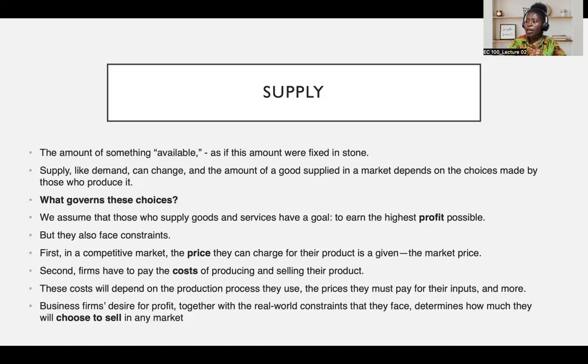But now it's not as easy as you think. There are constraints to achieving that goal, and those constraints limit how much they should actually bring to the market. So one of these constraints is price. You find that it's more profitable for producers, for sellers, to set as high a price as possible.